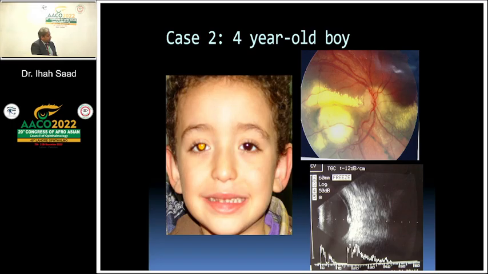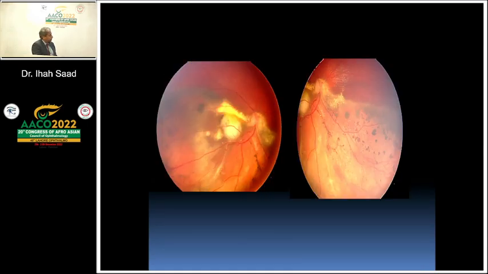This mass, which is a choroidal neovascular membrane at the macula, has a high internal reflectivity, and the echoes are really high. This is a fibrosed choroidal neovascular membrane that can mimic calcific retinoblastoma.